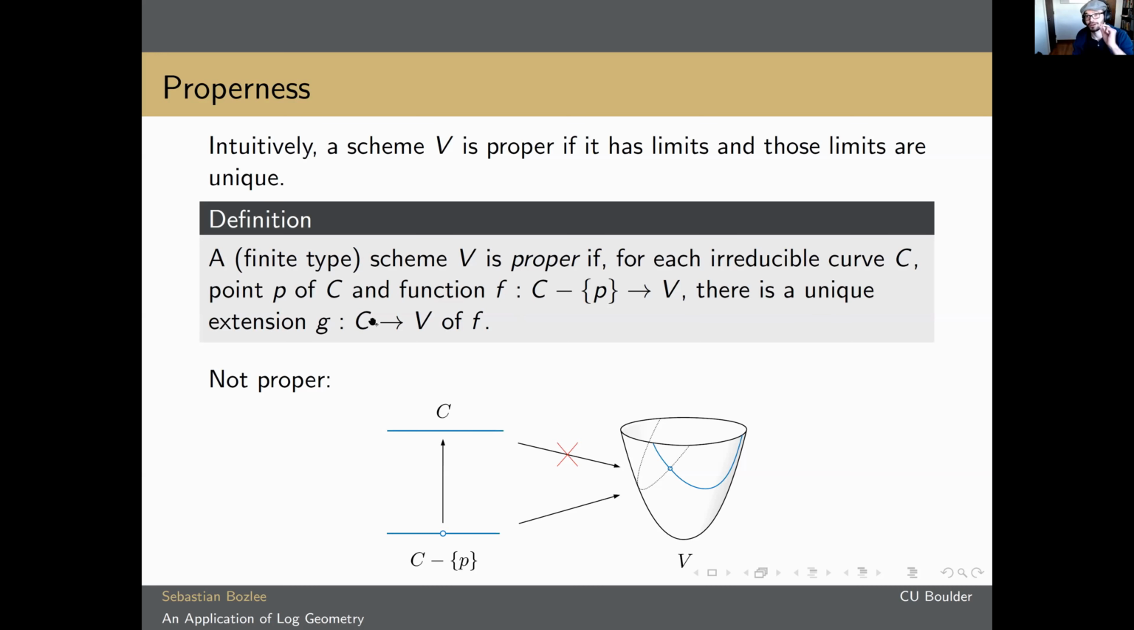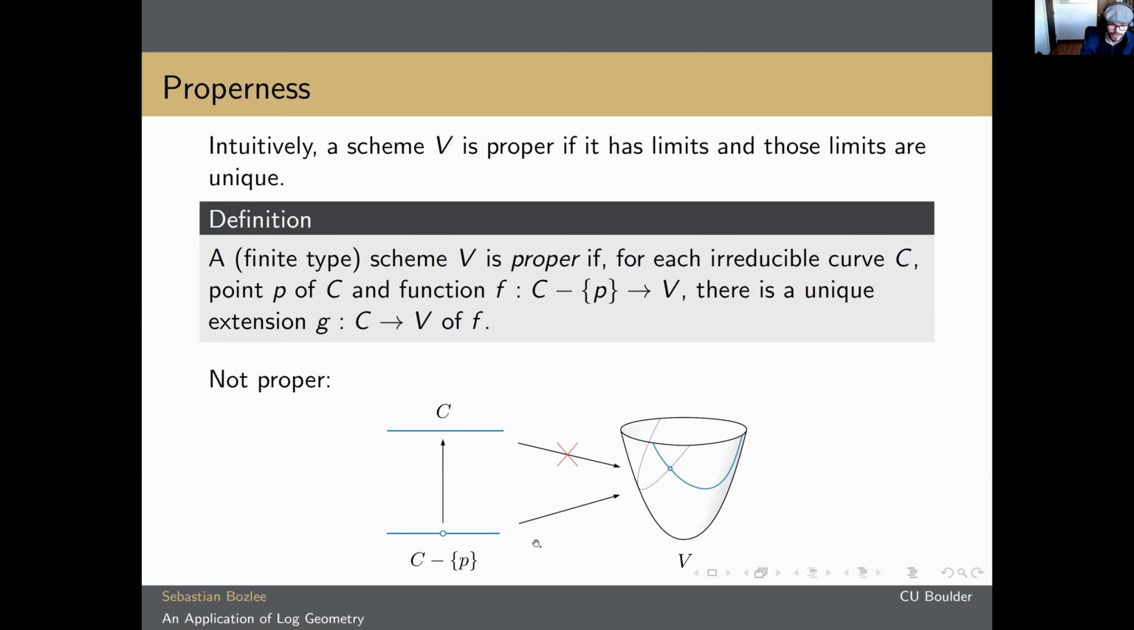So we can decide on a value for that point P that's consistent with the rest of the map, makes it continuous. So here we have an illustration of what it would look like for something not to be proper. We have our paraboloid from before, but we've deleted a parabola from it. So this dotted curve is missing.